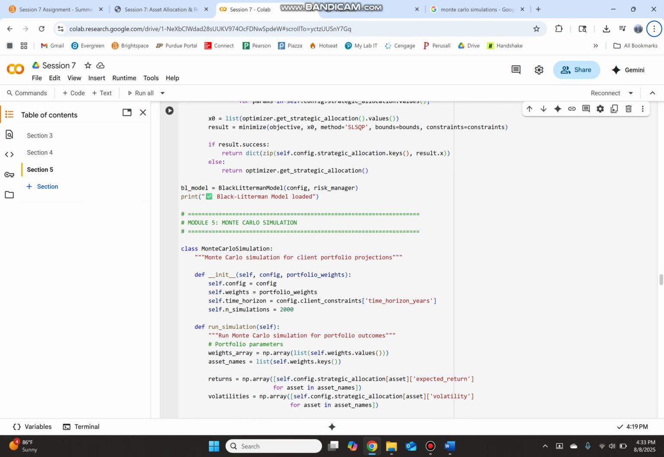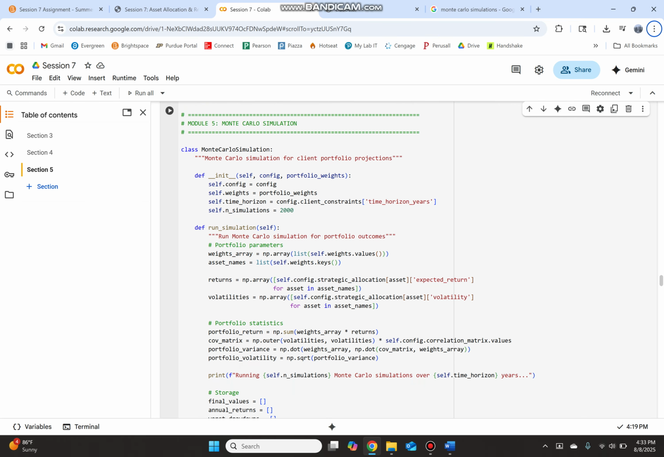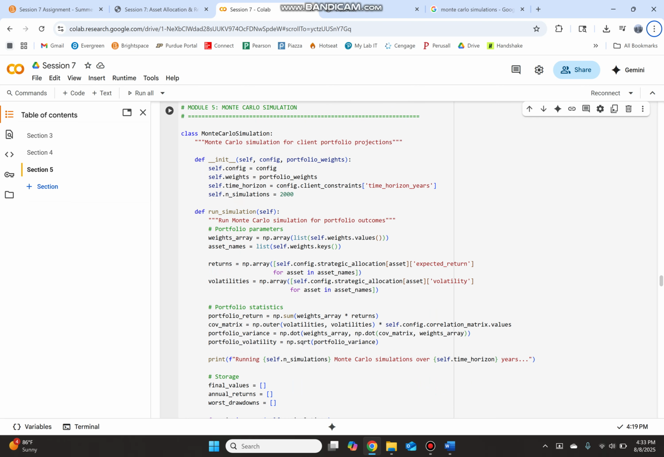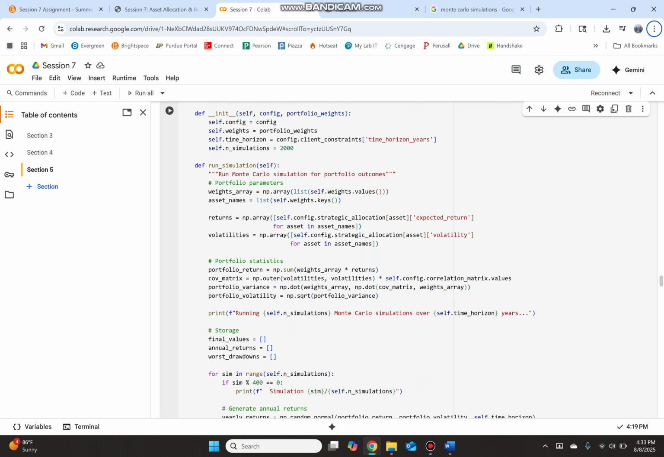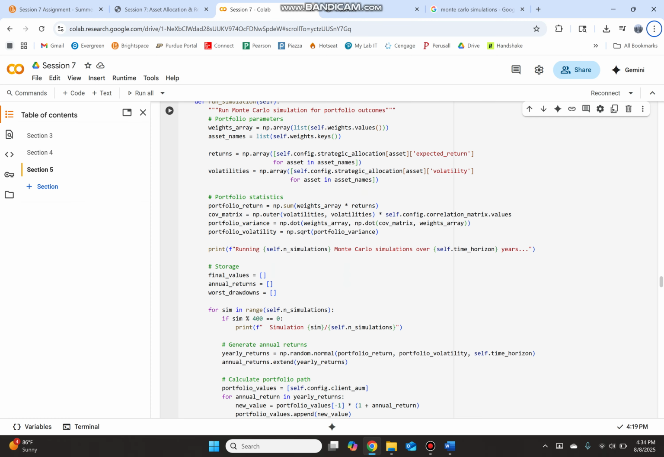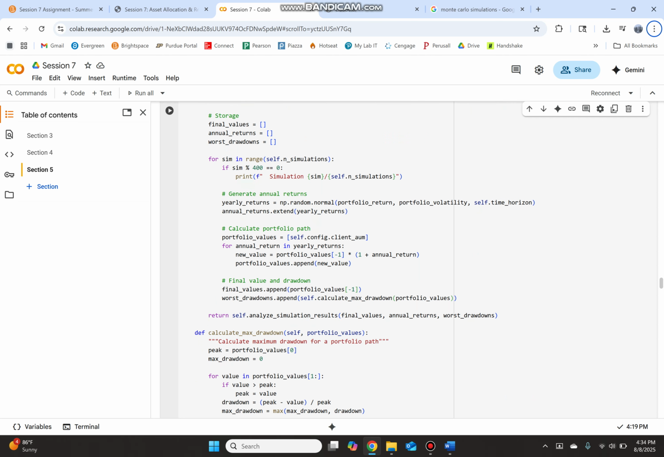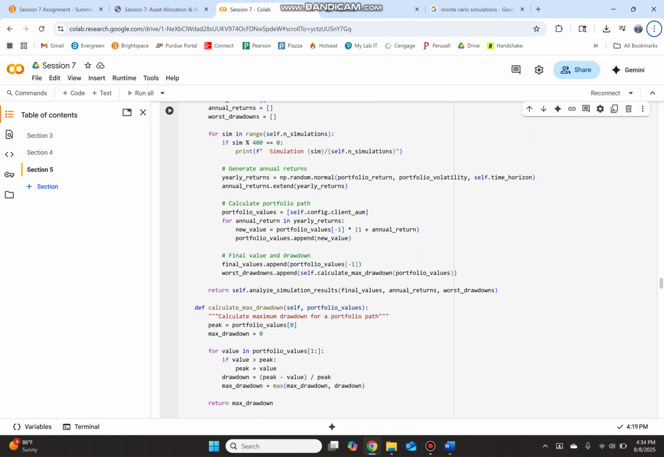Then we have our Monte Carlo simulation. So that runs basically our return estimate thousands of times for each asset class to give us a couple of estimations and a sample and a population metric to guess on certain different risk metrics and portfolio metrics. So here we have our portfolio parameters that it gives us, our weights, asset names, our returns, volatilities, and our statistics after running the simulation 2,000 times, as you can see here. And we have our storage, which is basically just keeping up with all our simulations. So we have our 2,000 different values, our final values, annual returns, and worst drawdowns, the maximum of that. It gives us our annual returns and the best portfolio path and our final value and drawdown.